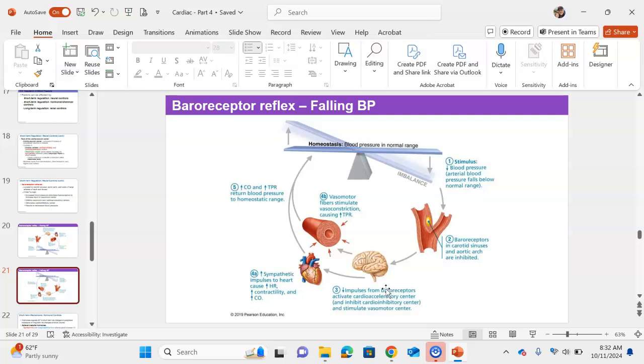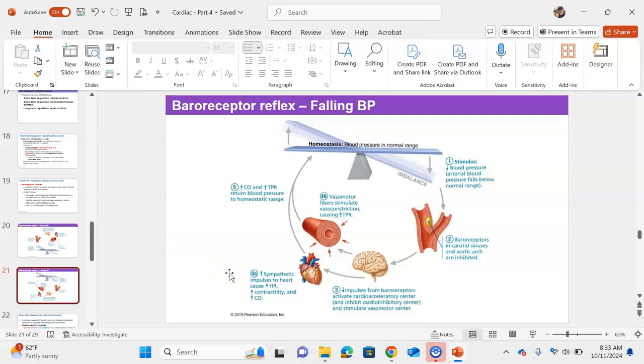And what happens when we get impulses from the cardioacceleratory center and the vasomotor center? Look at right here. Sympathetic impulses to the heart go up. Epinephrine is now involved because that's what is liberated by the sympathetic cardiac nerves. So heart rate goes up.